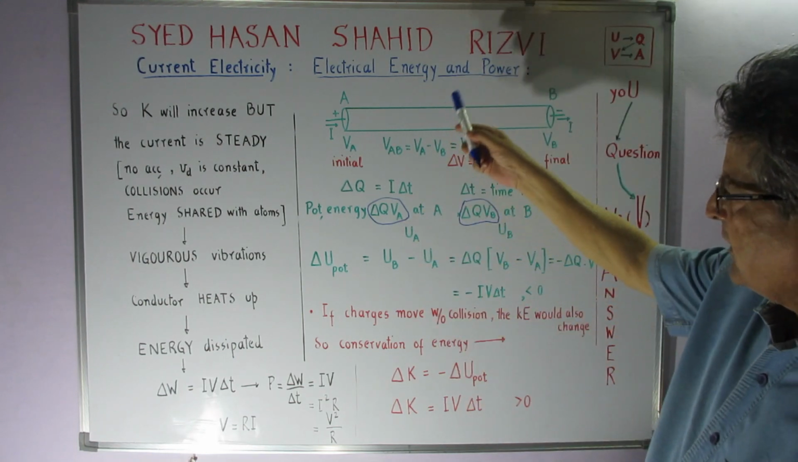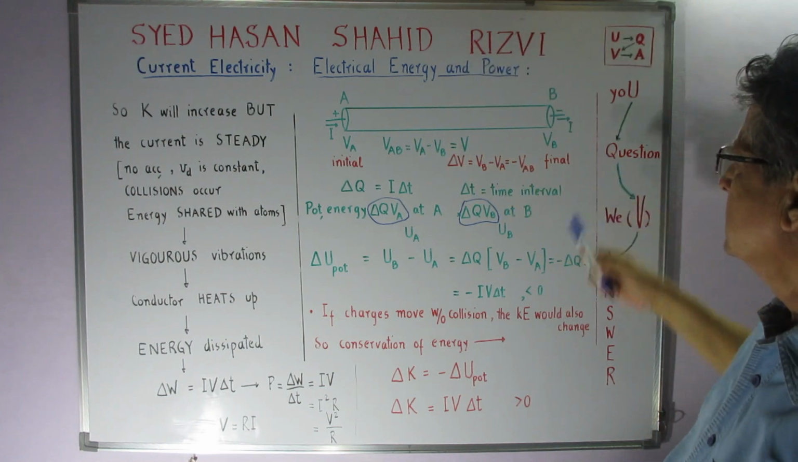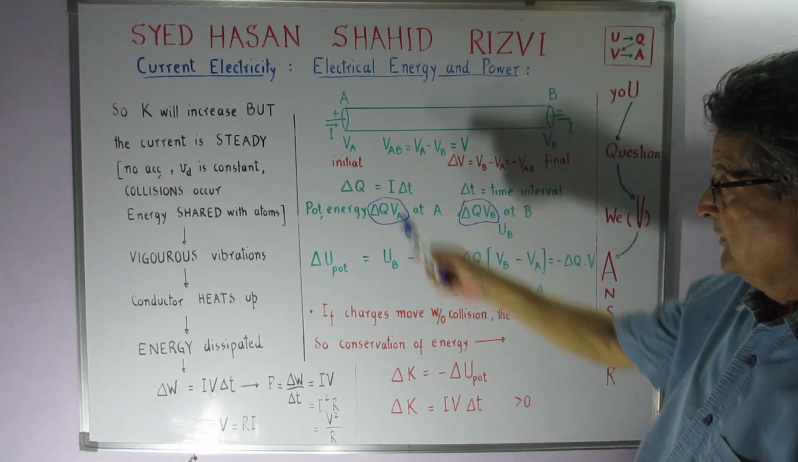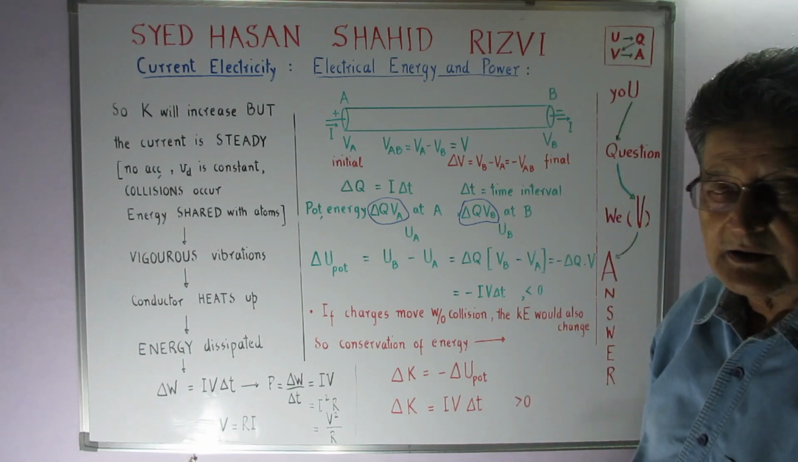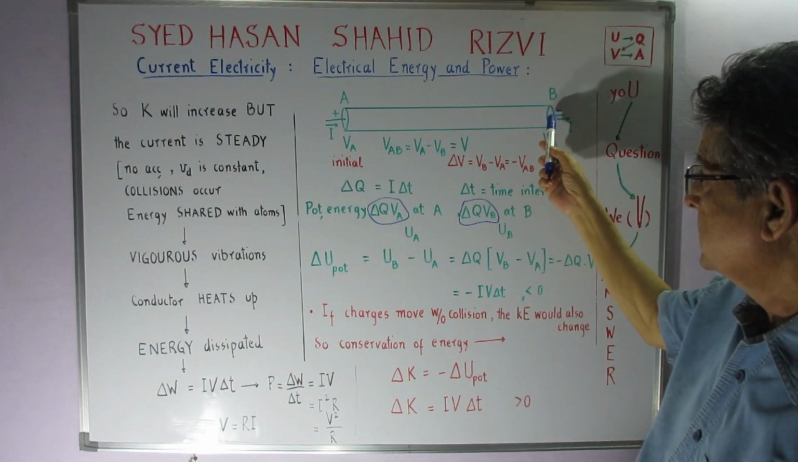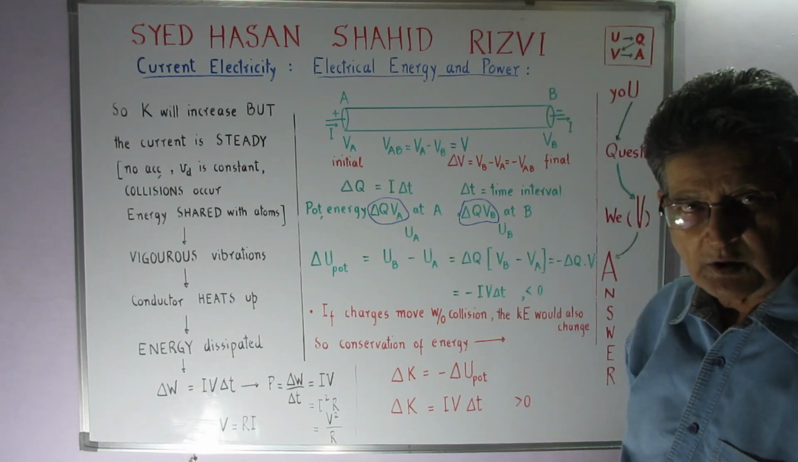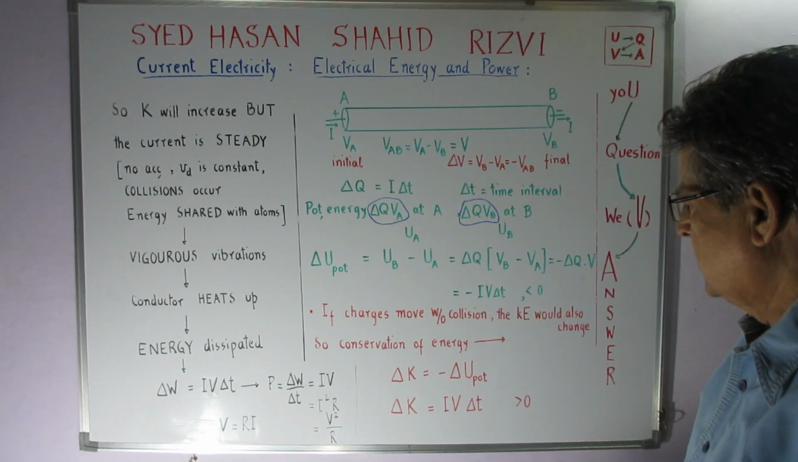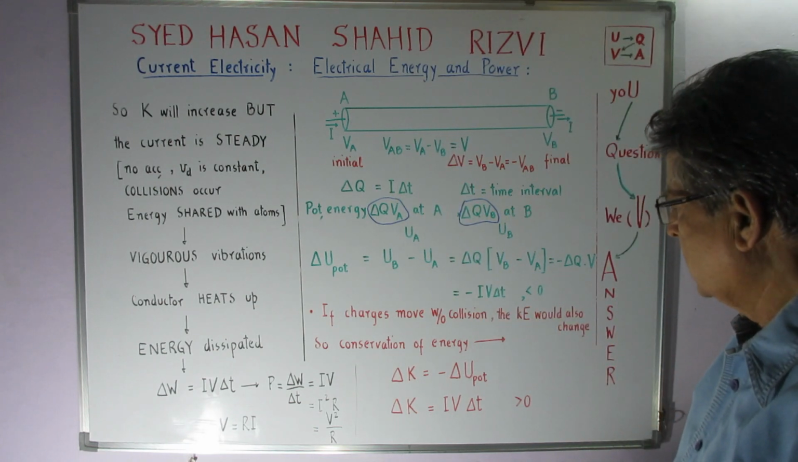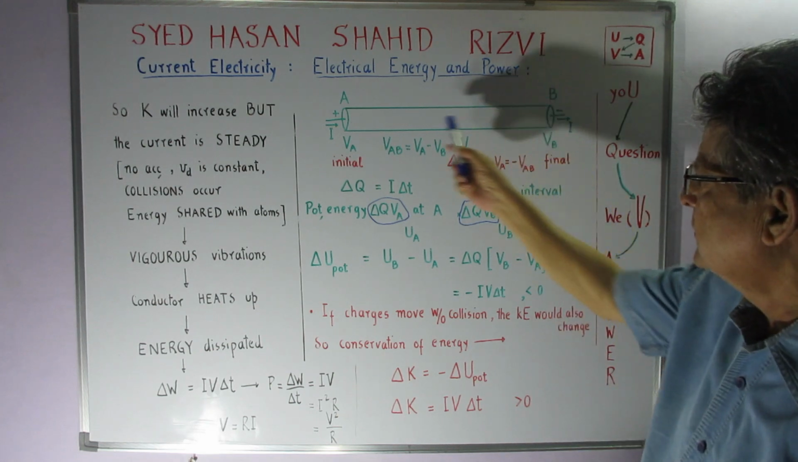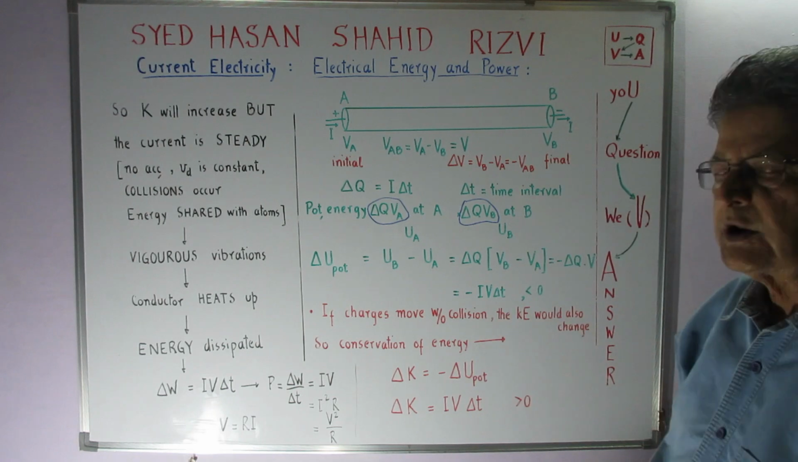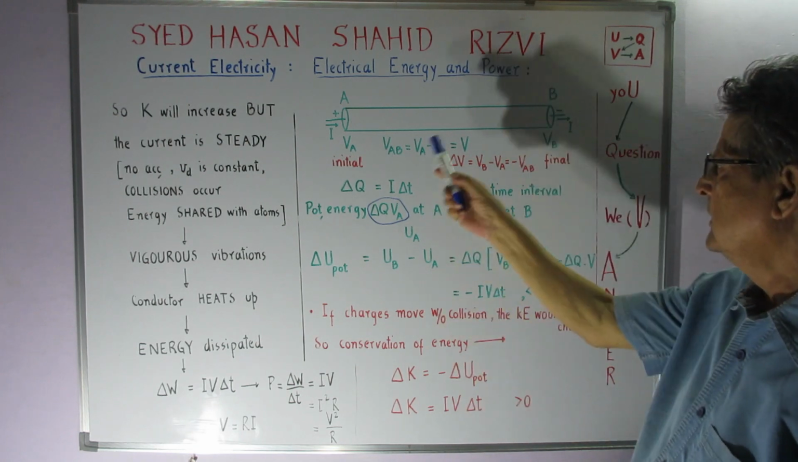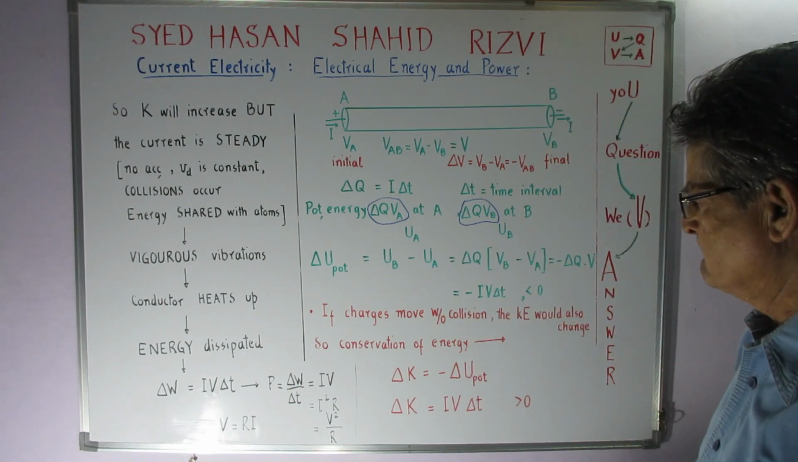Now, in such an arrangement, when the charges are moving, we'll say that the positive charges are moving from A to B and negative charges are moving from B to A. Because of their negative charge, they have to move from here to here, and if positive charges, which are not there, were there, then they would move from A to B.